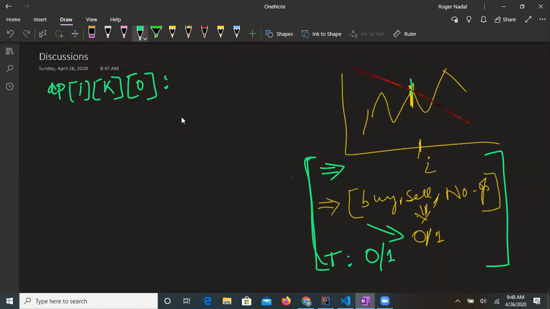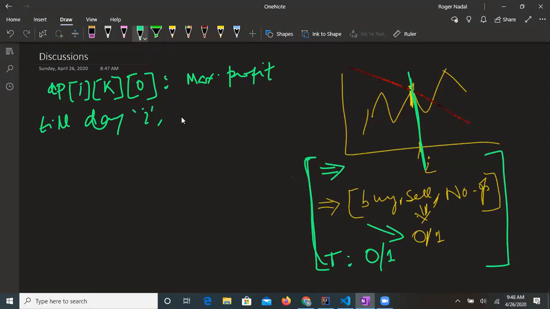So on this day, suppose I'm defining my dp array. My definition is what is the maximum profit I can get. So let's call it max profit till day I.